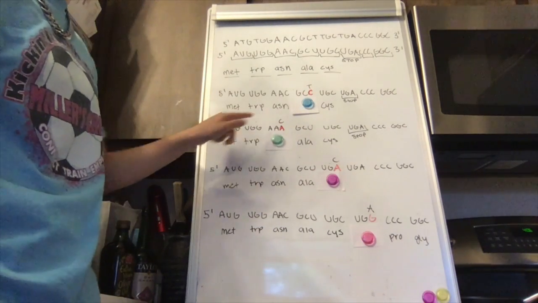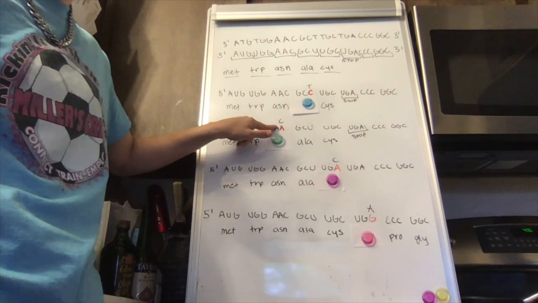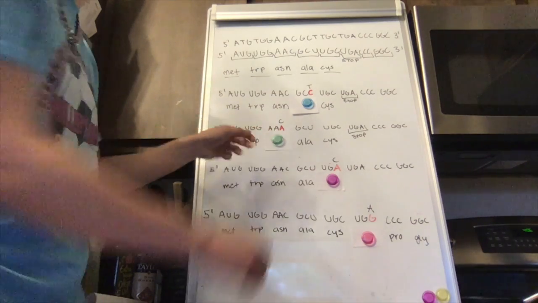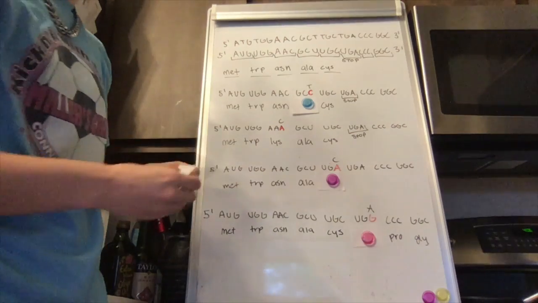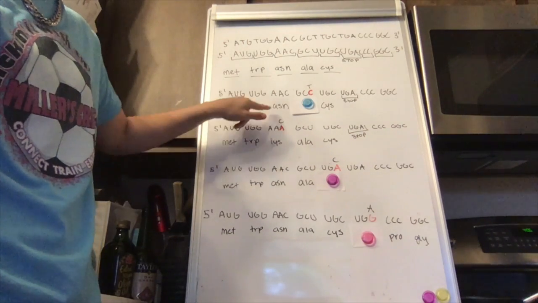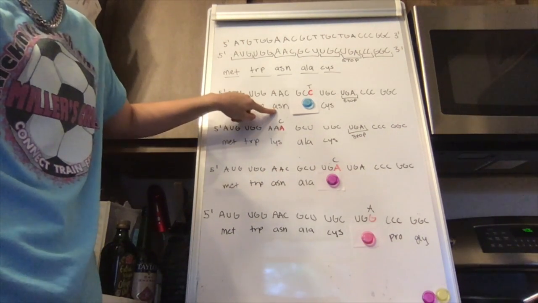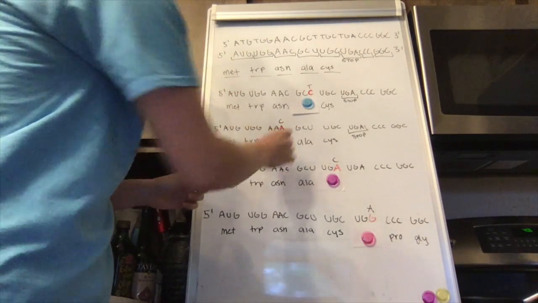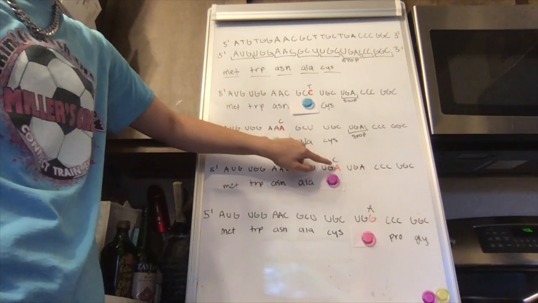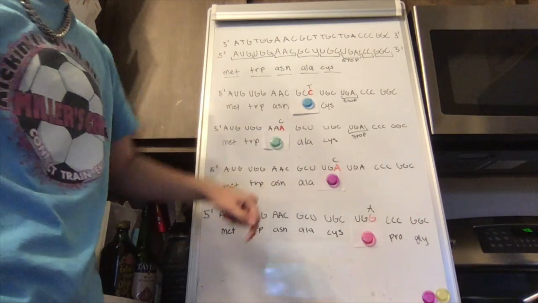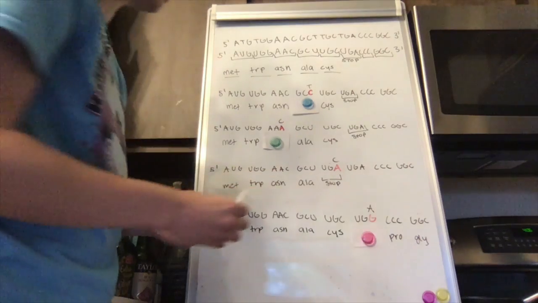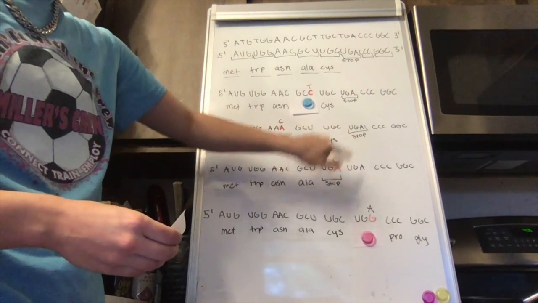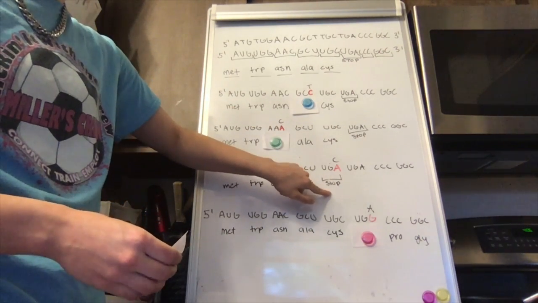In this next example, we have a C to A pyrimidine to purine transversion. This results in a lysine, whereas before it was different. So this is going to be a missense mutation. Here we have another C to A transversion. This results in a premature stop codon, so that is going to be a nonsense mutation.